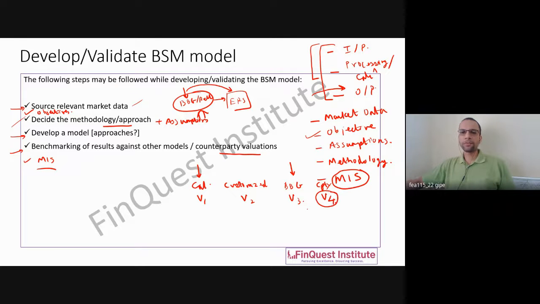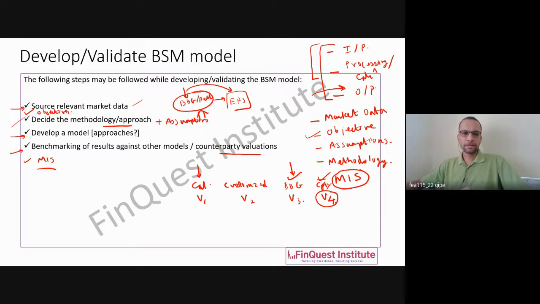As long as these four numbers are in sync with each other, I can safely say that, fine, my model is behaving decent enough. So either you could use a Bloomberg or, wherever possible, you can ask for counterparty valuations as well, and that is something you can use for benchmarking purposes. Benchmarking gives you an added level of comfort that the approach and methodology which you have applied is correct and is in sync with what the market does.